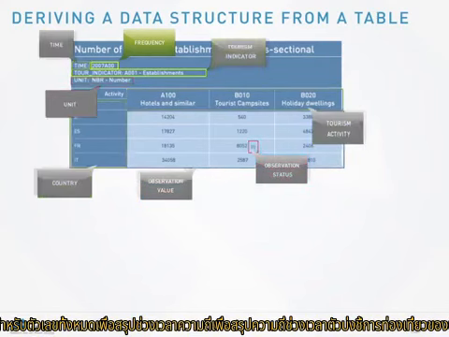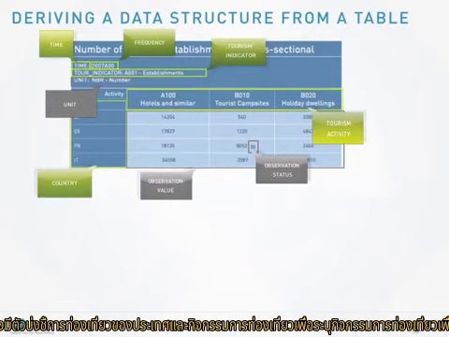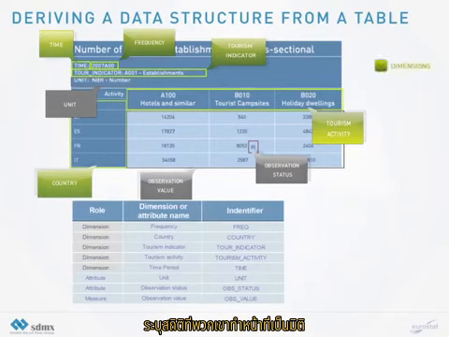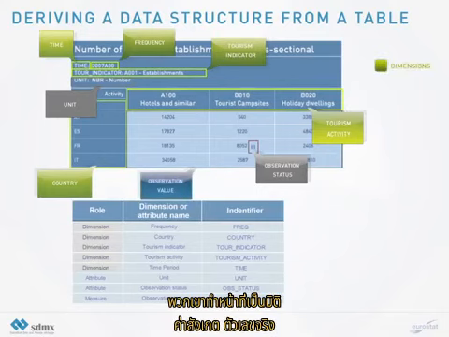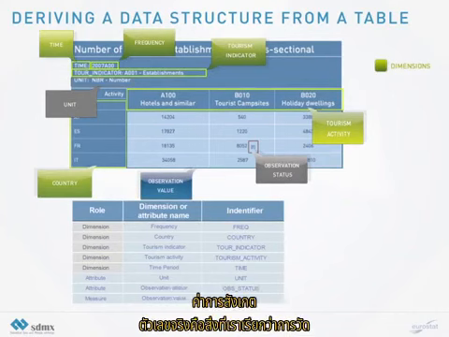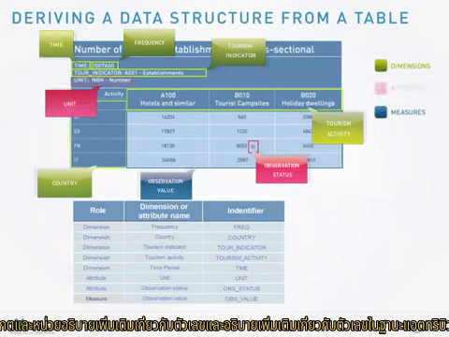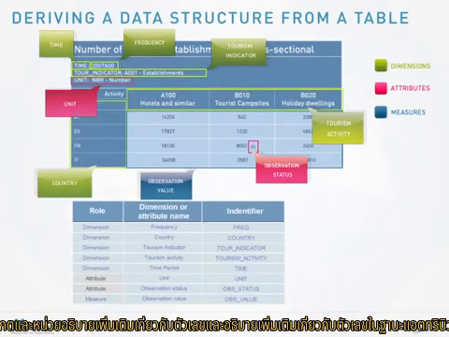To summarize, frequency, time period, country, tourism indicator, and tourism activity are required to identify the statistics. They act as dimensions. The observation value, the actual figure, is what we call the measure. The observation status and unit further explain the figures as attributes.